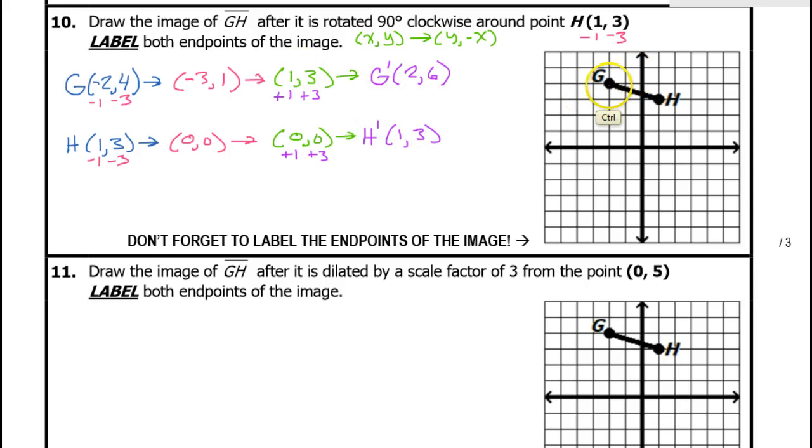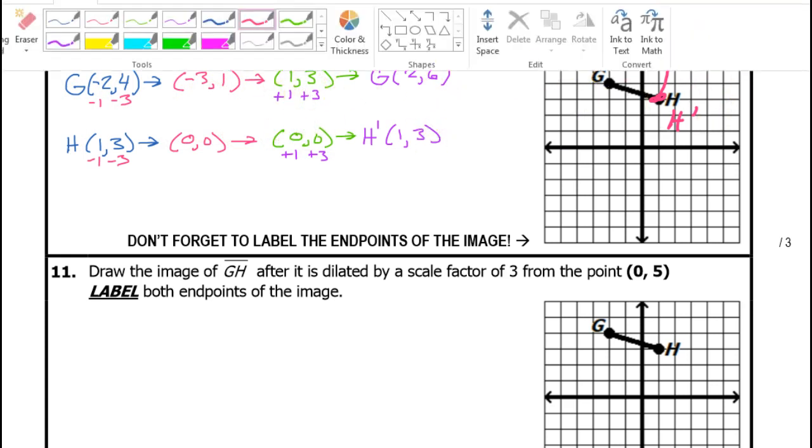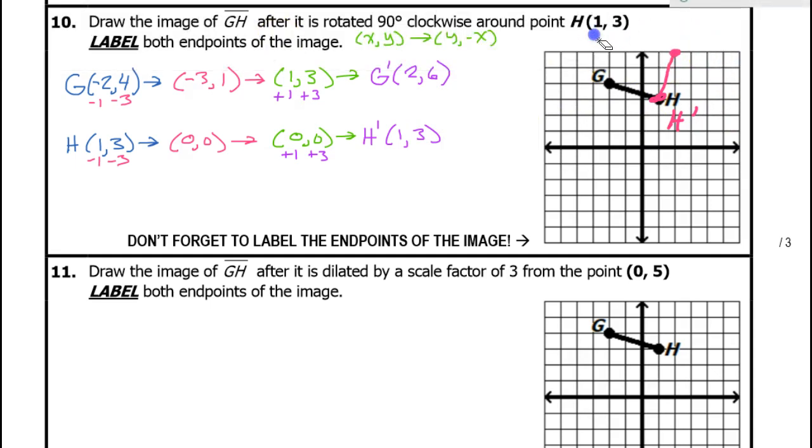So that's how you would do this algebraically, and notice that G prime would be at 2, 6. So 2, 6 would be right here. This would be our G prime, and then we just would draw that, and then H prime would be right here as well. So that's how you would do this algebraically. You move to the center, you change the center to the origin, you do the rotation, and then you move everything back, and that's your answer. Now here's how you would do it graphically.